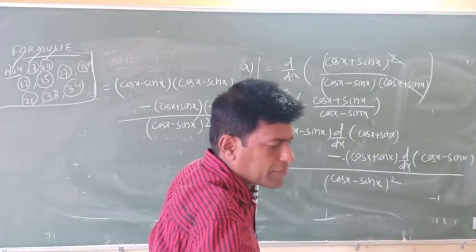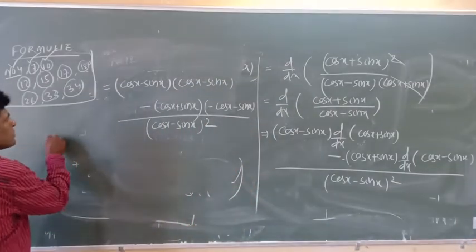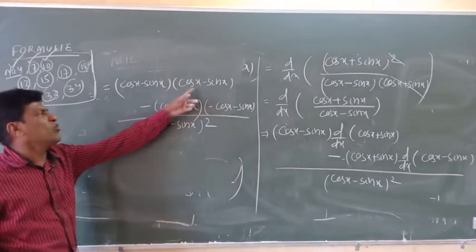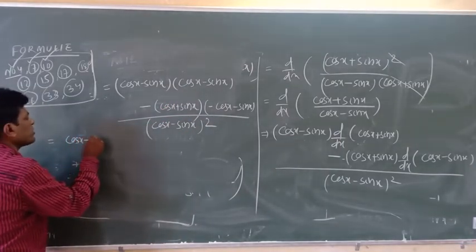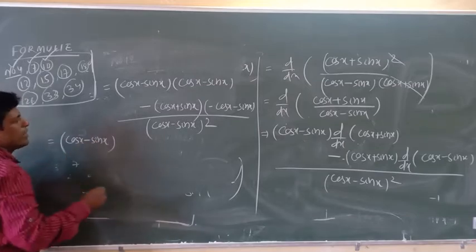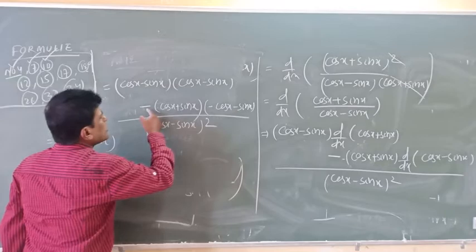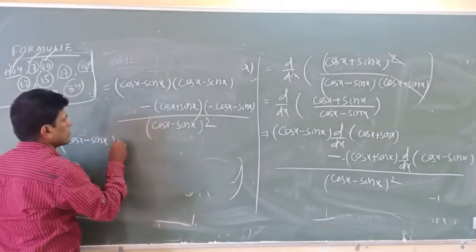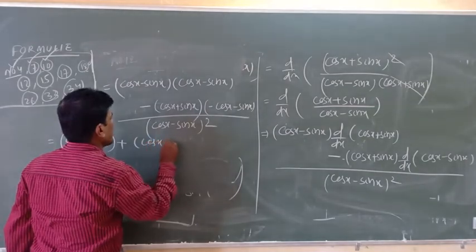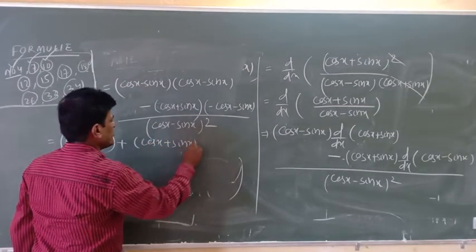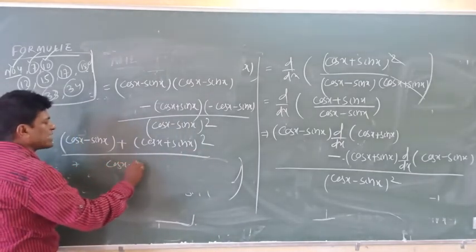Now it becomes (cos x minus sin x) whole into (cos x minus sin x), that is (cos x minus sin x) whole square. Both terms having minus, taking minus outside of the bracket, minus into minus becomes plus. (cos x plus sin x) whole into (cos x plus sin x), that is (cos x plus sin x) whole square, whole divided by (cos x minus sin x) whole square.